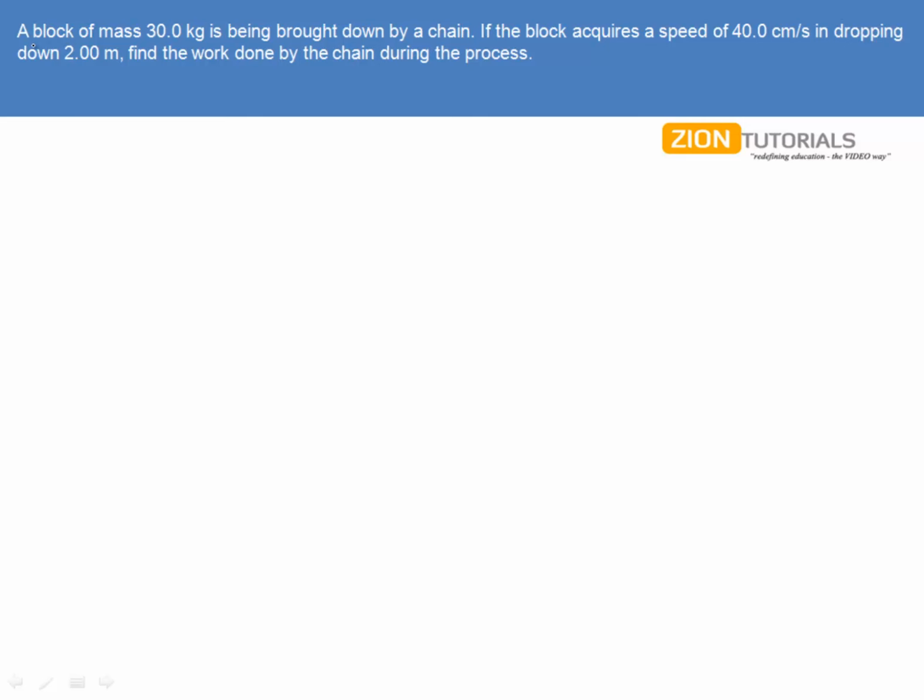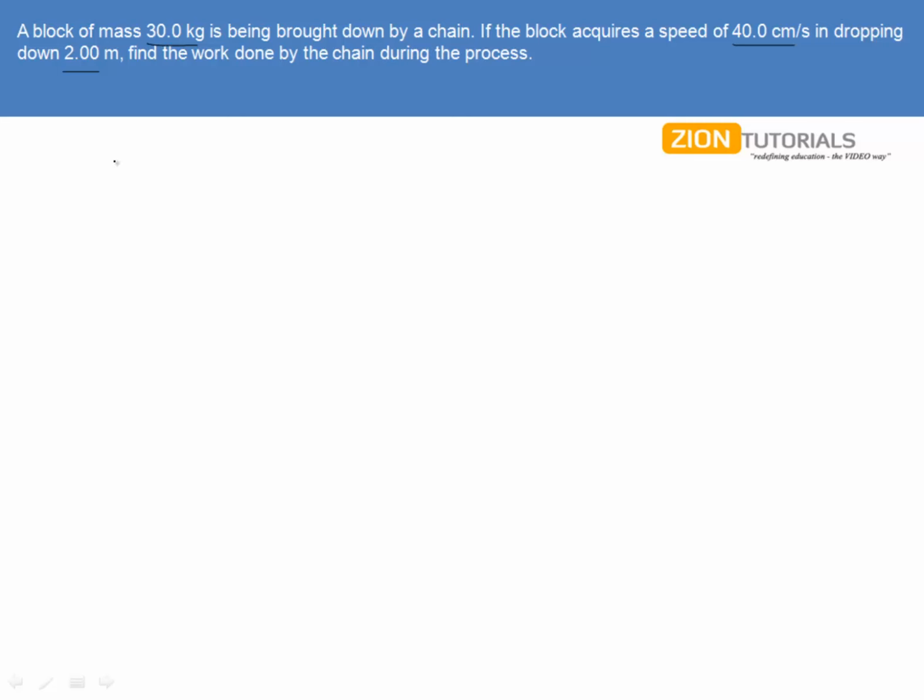As the question says, a block of mass 30 kg is being brought down by a chain. If the block acquires a speed of 40 cm per second in dropping down 2 meters, find the work done by the chain during the process.